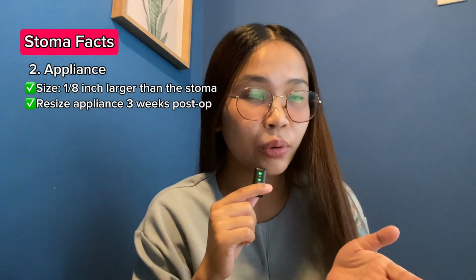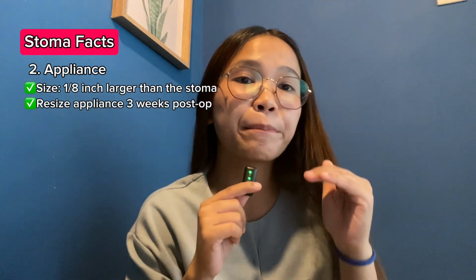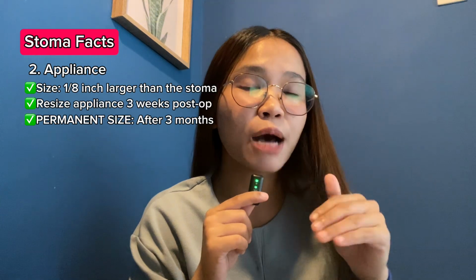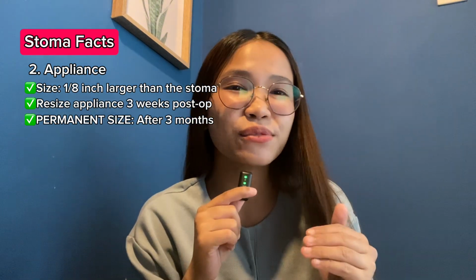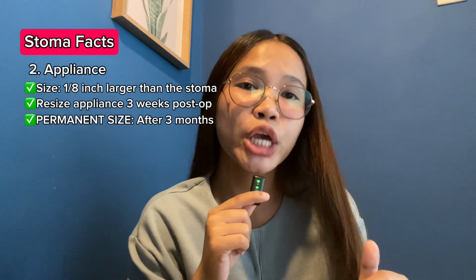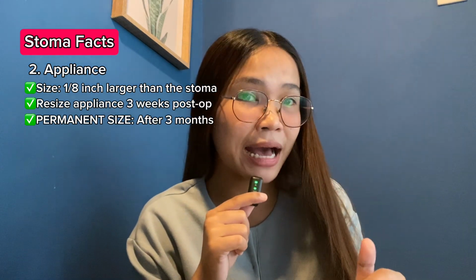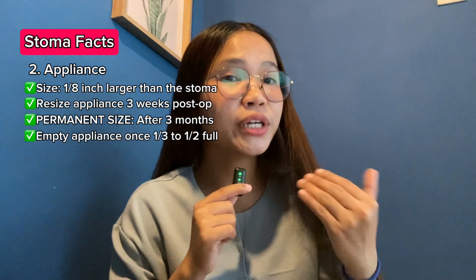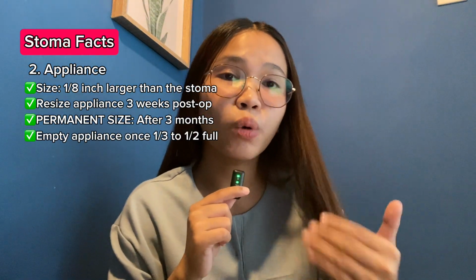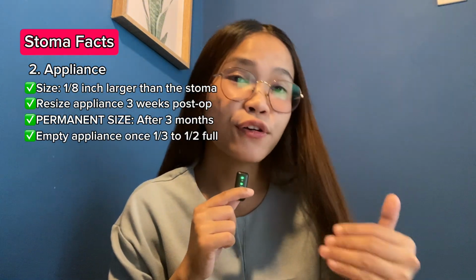And guys, you must know, a stoma will reach a permanent size and will stop shrinking by the third month post-operative. That's why when you reach the third month, you stop resizing the stoma bag or appliance. And lastly, you must empty your appliance once it's already 1/3 or 1/2 full.